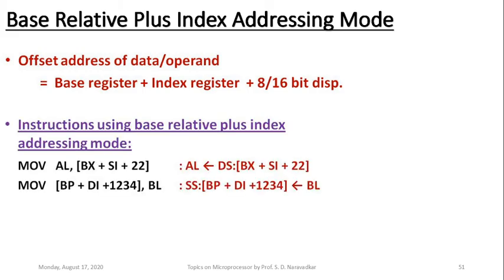Now here are the instruction examples using base relative plus index addressing mode. First example: MOV AL, [BX + SI + 22]. The base register is BX, the index register is SI, and 22 is the 8-bit displacement. All are specified inside square brackets. Which segment is to be referred here? Again, the base register has more precedence over the index register. That's why the BX register has precedence over the source index.